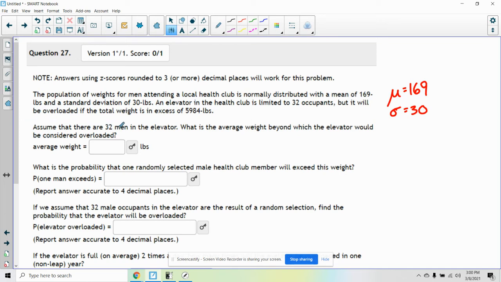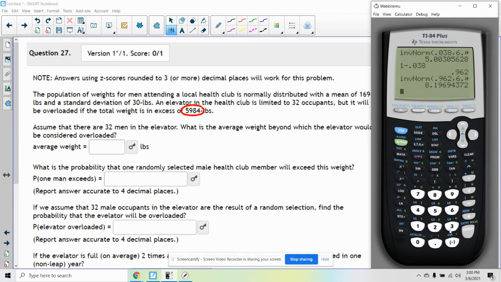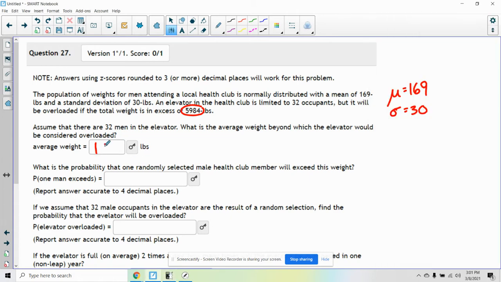Assume that there are 32 men in the elevator. It's a big elevator. What is the average weight beyond which the elevator would be considered overloaded? How much can each man weigh on average? Well, this is the most they're allowed to weigh, and there's 32 of them. That means each man can weigh 5,984 divided by 32. Each man can weigh 187 pounds. If they all weigh more than that, that's a problem. If they all weigh less than that, it's fine. But they have to be on average 187, or otherwise the elevator will be overloaded.